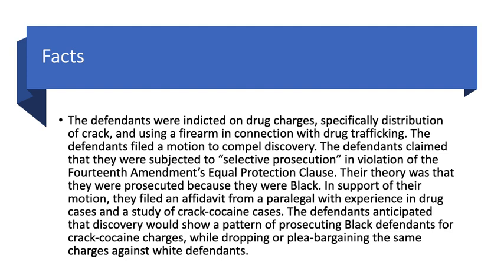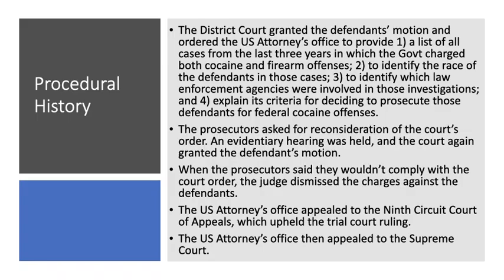I believe there was also an affidavit from somebody who worked in a drug rehabilitation center that looked at race and whether or not cases were being brought against white defendants or defendants of other races. So they had some evidence that they brought to the court and then asked the court to let them learn more from confidential files in the U.S. Attorney's Office, because they believed that would allow them to show there was a pattern of only prosecuting Black defendants for crack cocaine charges and dropping or plea bargaining the same charges against white defendants. So that's the factual history.